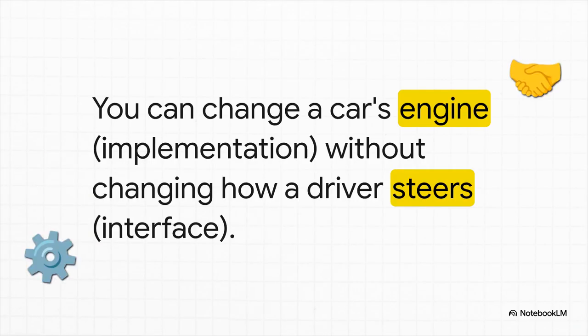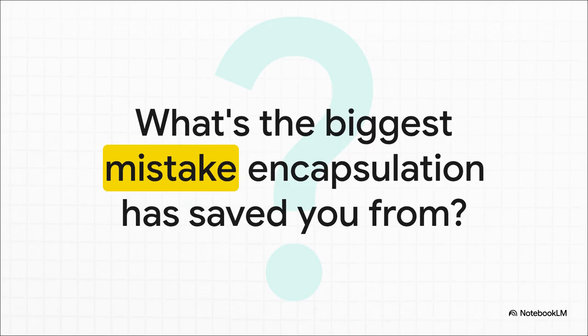And that brings us full circle, right back to our car. That idea of flexibility, it's exactly this. A car maker can swap out a gas engine for a brand new electric motor, a massive internal change, but you, the driver, don't have to learn a new way to steer. The interface stays the same, shielding you from all that complexity. So in the end, encapsulation isn't just a fancy term. It's a shield against chaos. It makes our software more secure, more flexible, and just plain better.